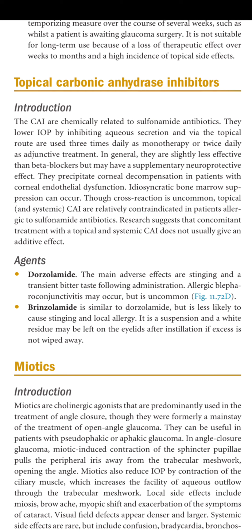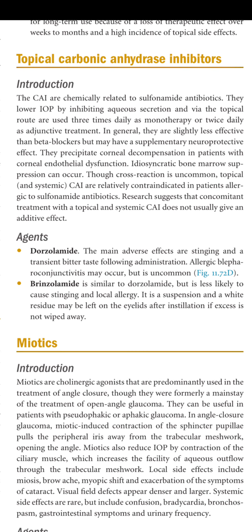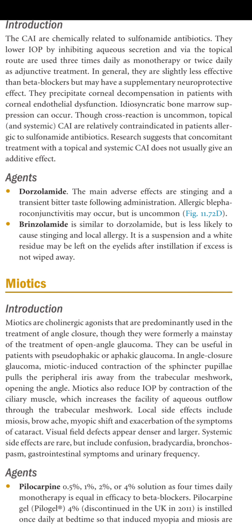Idiosyncratic bone marrow suppression can occur, though cross-reaction is uncommon. Topical and systemic carbonic anhydrase inhibitors are relatively contraindicated in patients allergic to sulfonamide antibiotics. Research suggests that concomitant treatment with a topical and systemic carbonic anhydrase inhibitor does not usually give an additive effect. Agents are dorzolamide and brinzolamide.